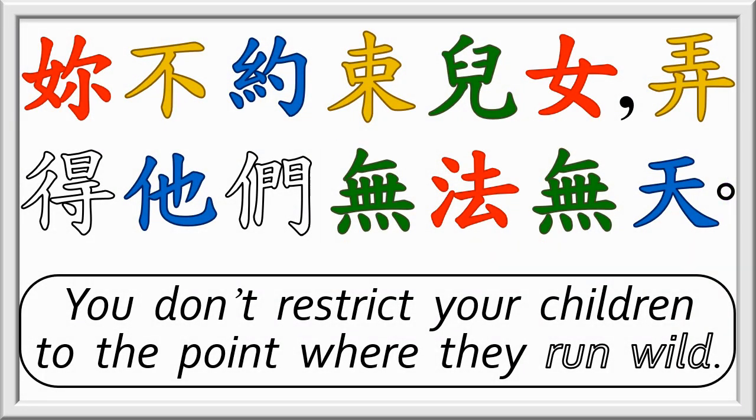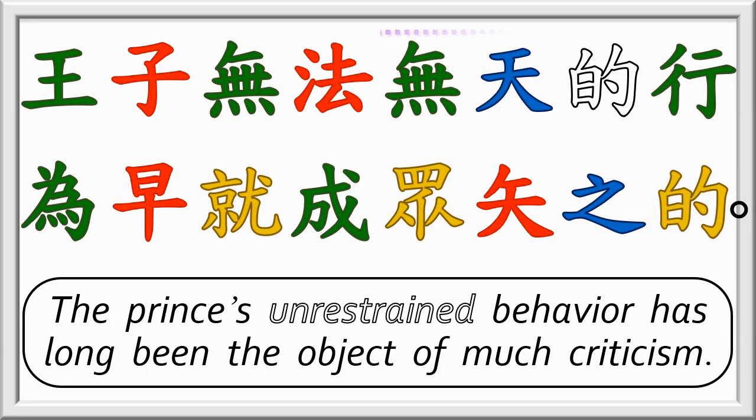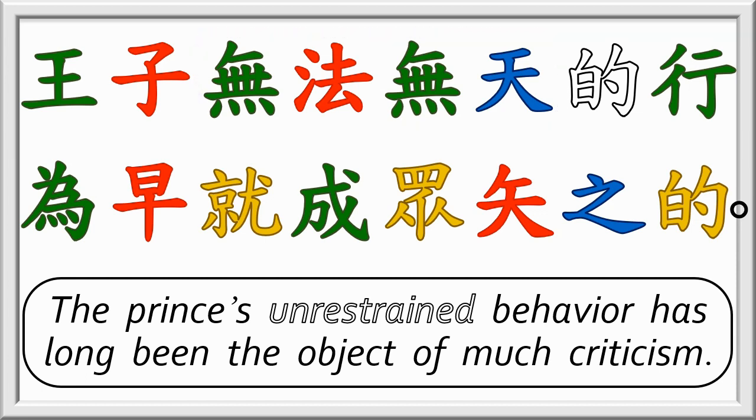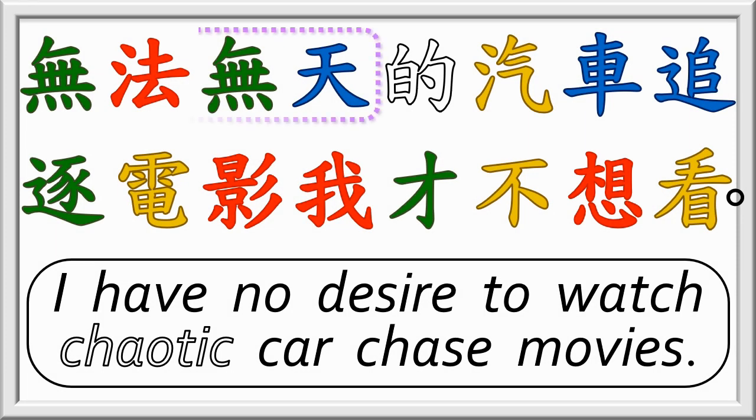你不约束儿女，弄得他们无法无天. You don't restrict your children to the point where they run wild. 王子无法无天的行为，早就成众矢之的. The prince's unrestrained behavior has long been the object of much criticism. 无法无天的汽车追逐电影，我才不想看。I have no desire to watch chaotic car chase movies.